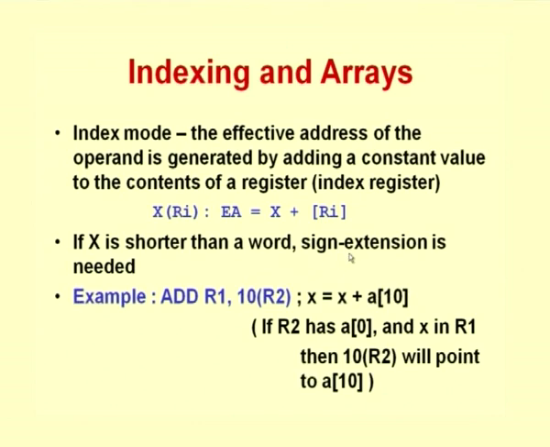If it is a positive number, you sign extend with zeros. If it is a negative number, then the most significant bit will be a 1. So, you will do the extension with 1s.